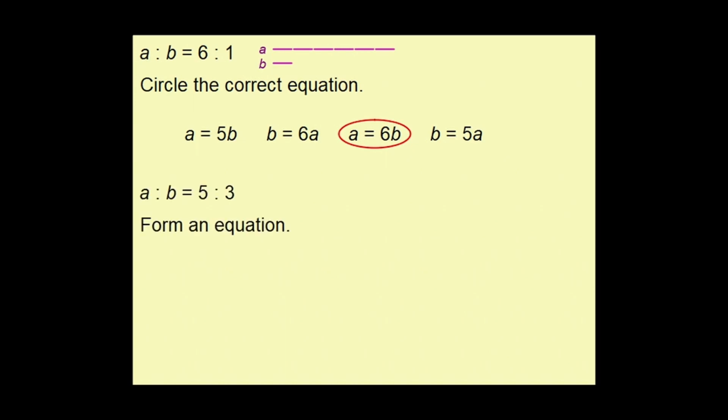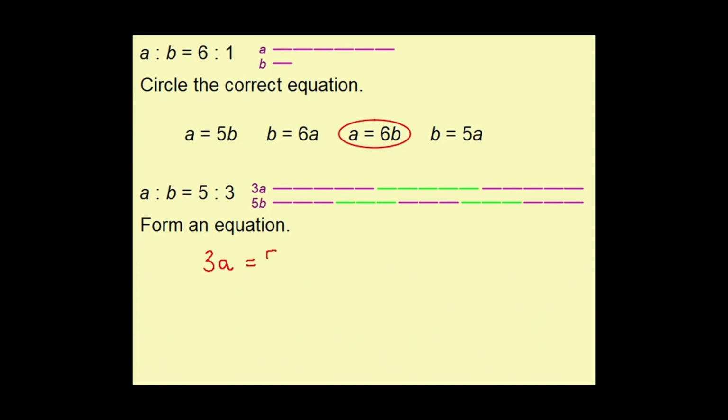Here's a harder one. Once again, I'm going to use pictures to help. So we have the ratio A to B is 5 to 3. So I've drawn 5 lines for A and 3 lines for B. What I really want to do is make these the same length. So if I multiply this by 3 and this by 5, I get this. And you can see that they're the same length. We've got 3A here and 5B here. So I can now see that 3A must be equal to 5B.